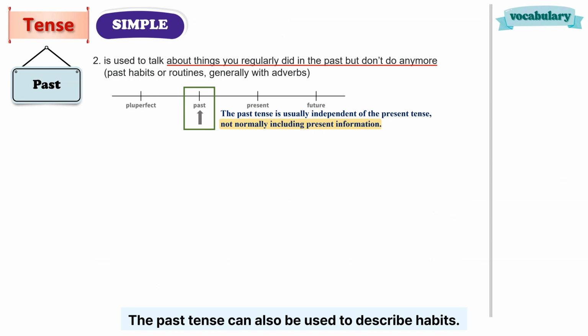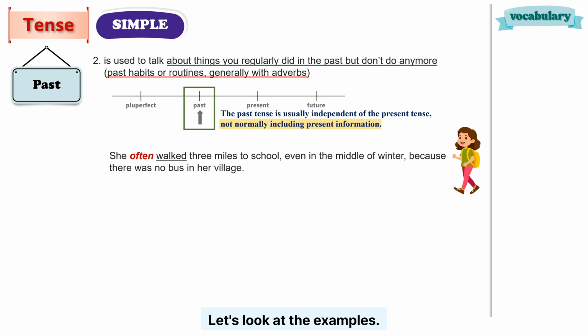The past tense can also be used to describe habits, but unlike the present tense, it refers to habits that are no longer true in the present. It also often appears together with time markers, adverbs or phrases that indicate a period in the past. Let's look at the examples.